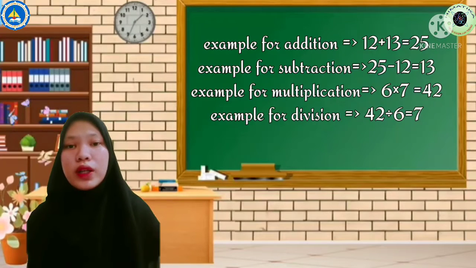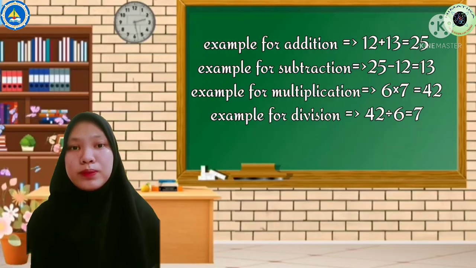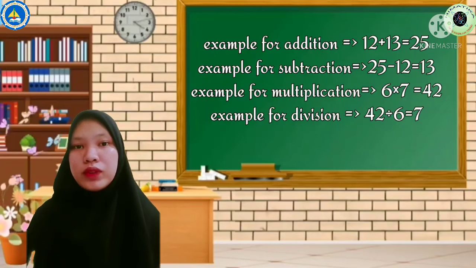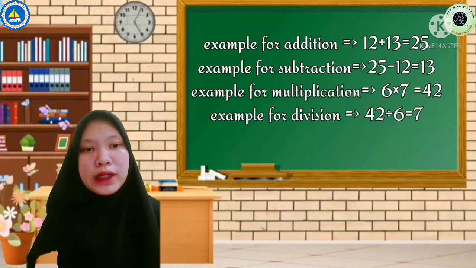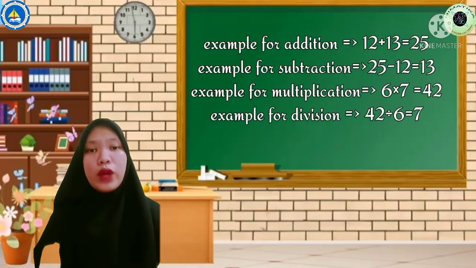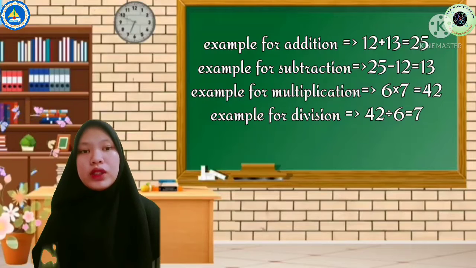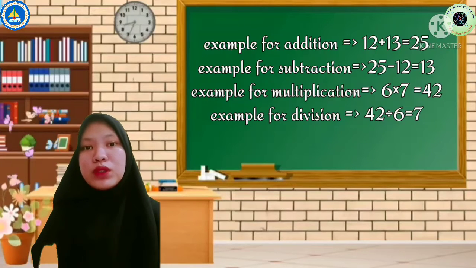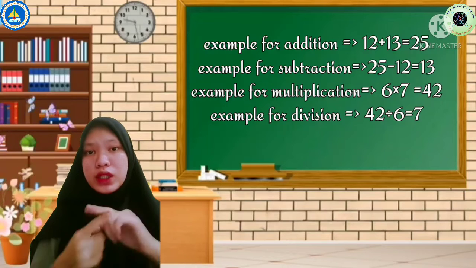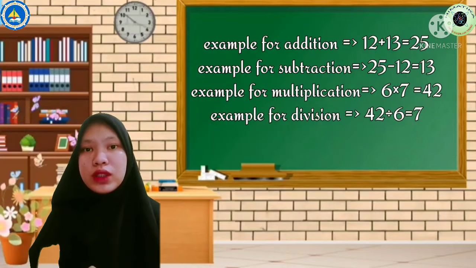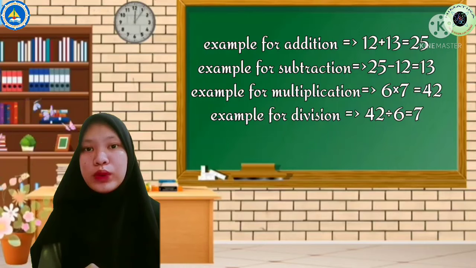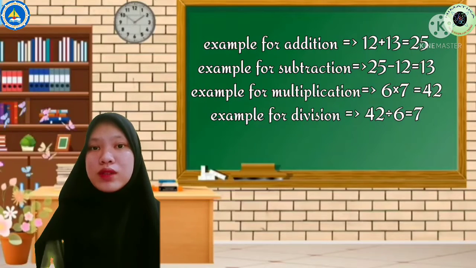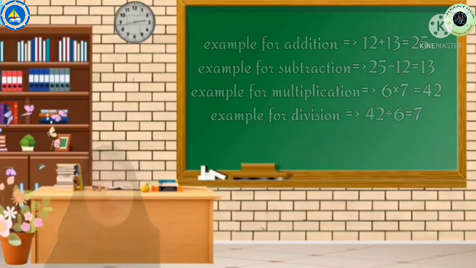Example for addition. 12 plus 13 equals 25. Example for subtraction. 25 minus 12 equals 13. Example for multiplication. 6 cross 7 equals 42. Example for division. 42 divided by 6 equals 7.